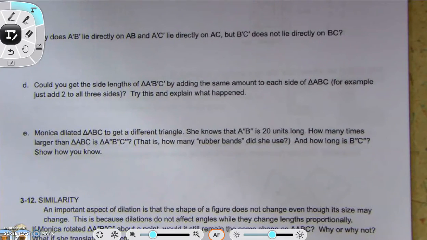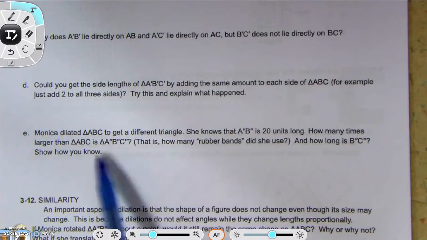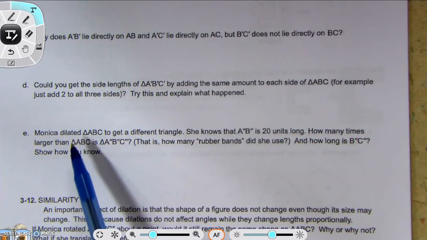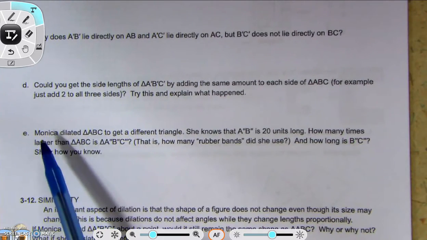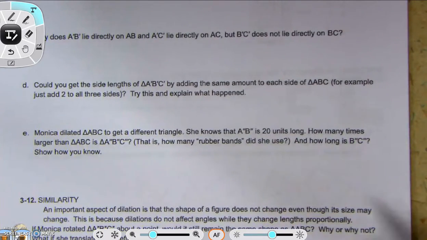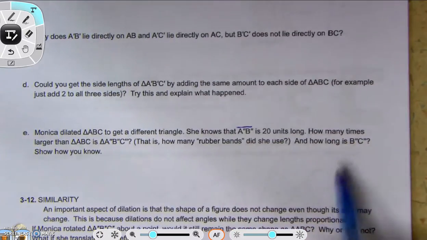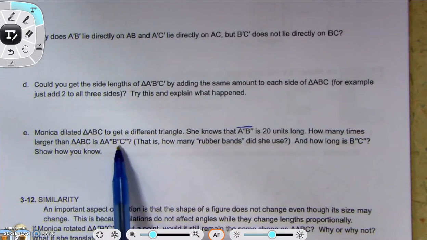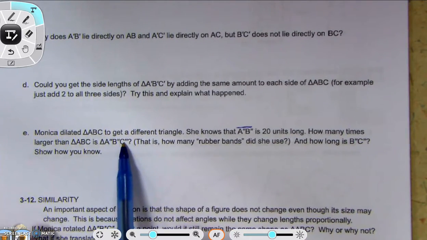We're going to look at a few things from 3.1.2, just emphasizing some important points. So I'm going to start with E on the first page. I know I talked about this with most of you, but Monica dilated ABC to get a different triangle. She knows that A double prime B double prime is 20 units long. How many times larger is ABC than A double prime B double prime C double prime?